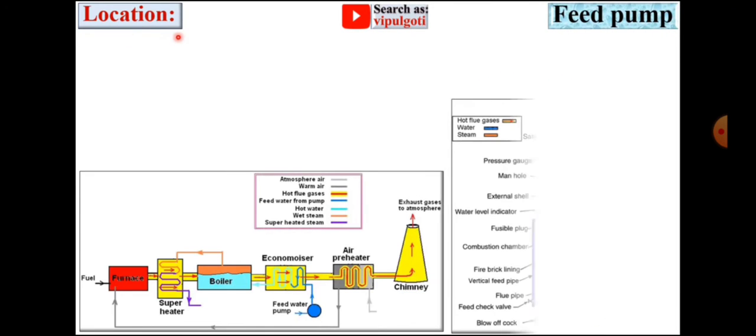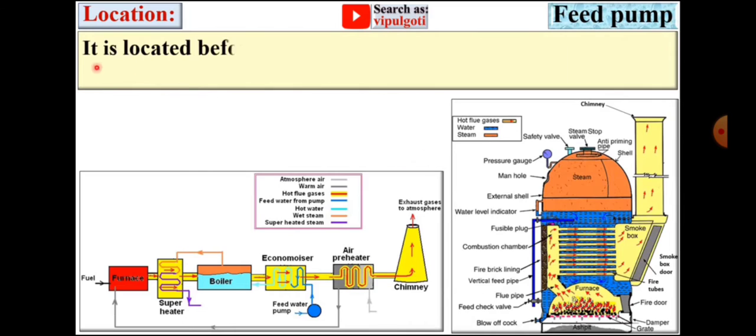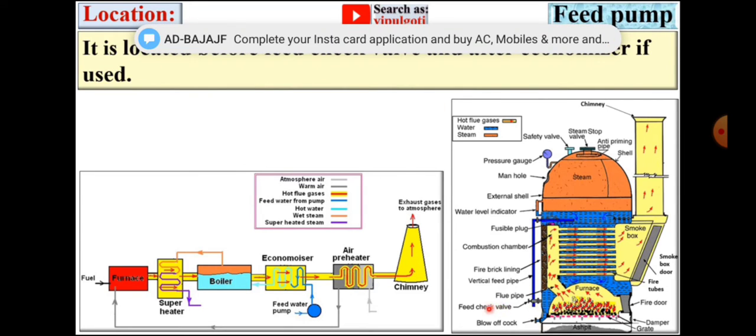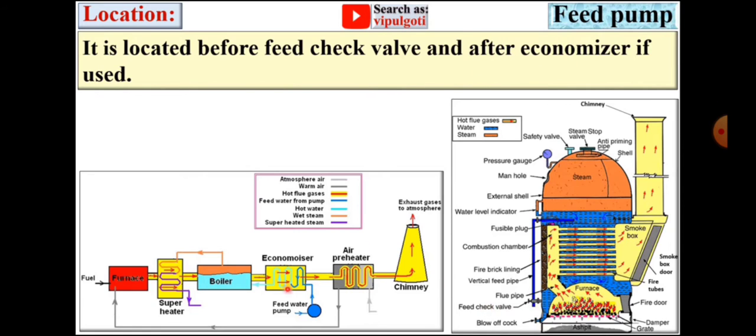Now the location of the feed pump, and here you can see this one is the feed pump. It is located before feed check valve in the boiler, so before feed check valve and after economizer, if economizer is used, because you know that economizer is also one of the accessories.